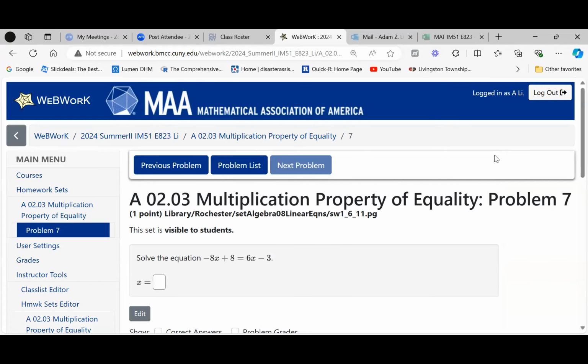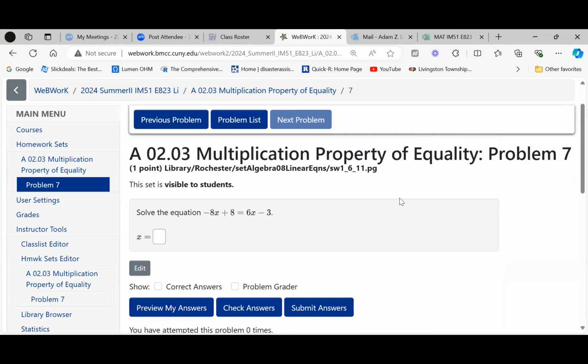All right, so next, last question, right? Let's talk about this last question, and then I'm going to show you some more practical ways of solving linear equations.